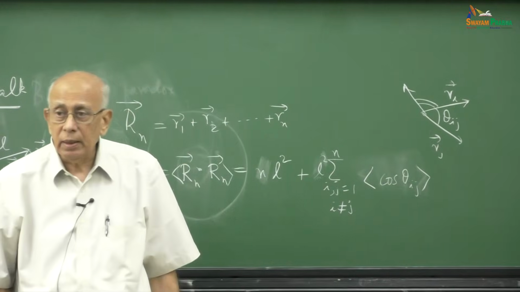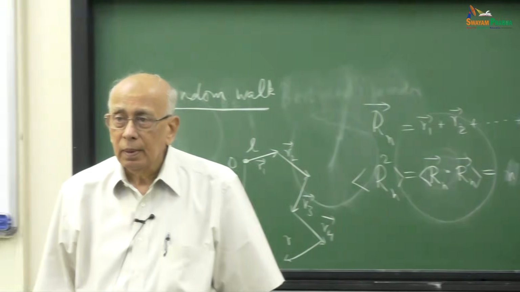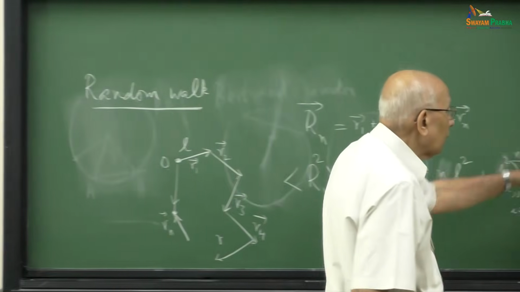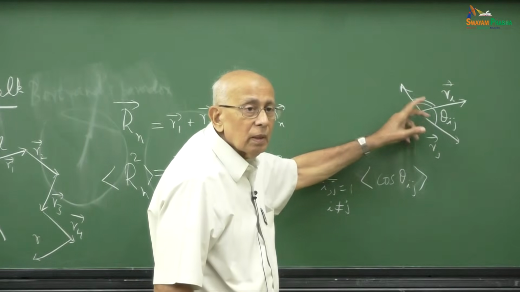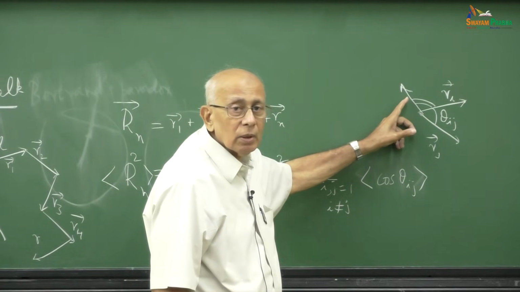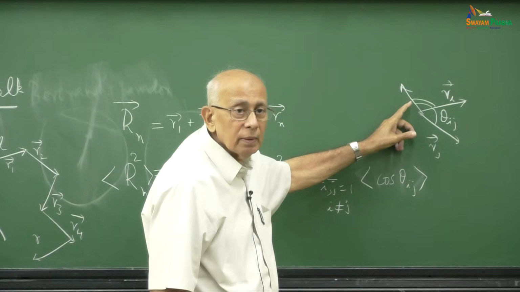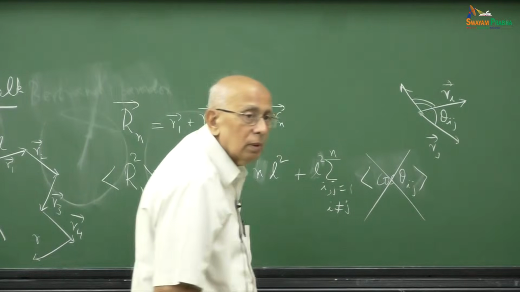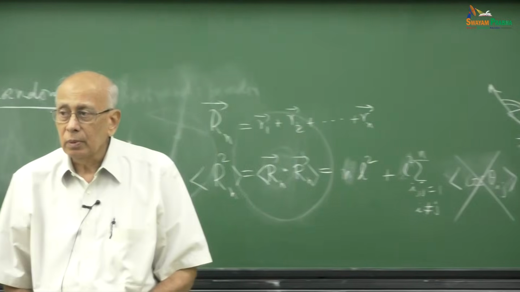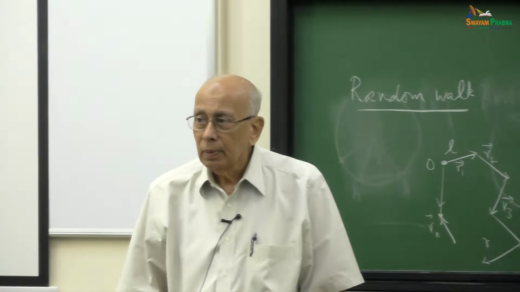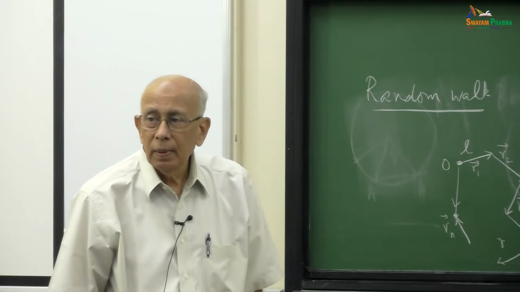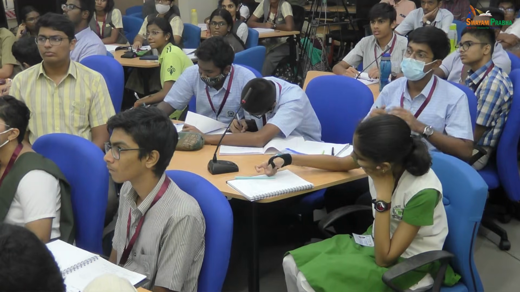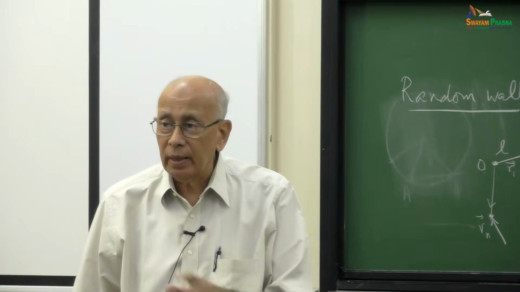What's cos of pi minus theta_ij? Minus cos theta_ij. So for every term cos theta_ij, whatever the value of theta_ij, I have another term with equal weight which is minus cos theta_ij. And when you add the two, what do you get? 0. So it says that this angular average is actually 0. Every term in it is 0. It's precisely because I'm choosing it arbitrarily with no bias towards any direction that this is possible.